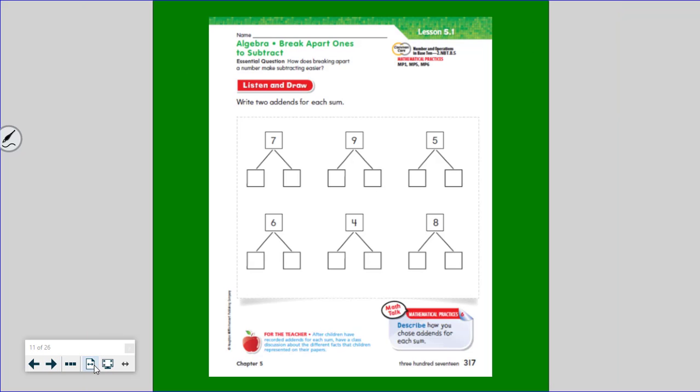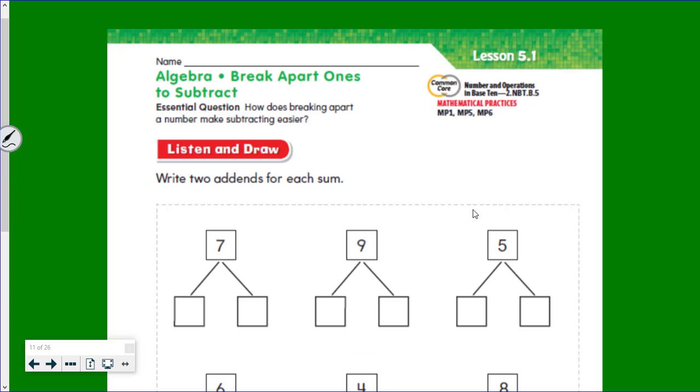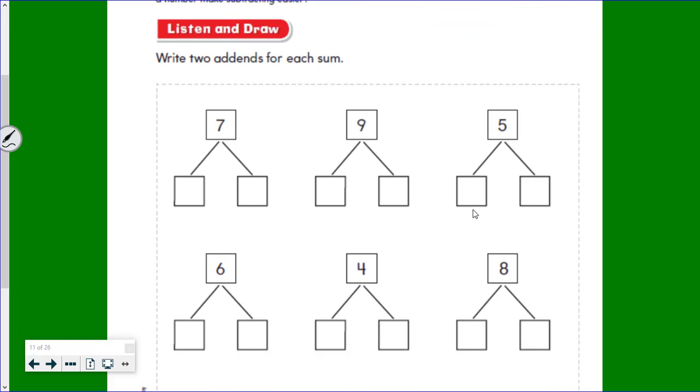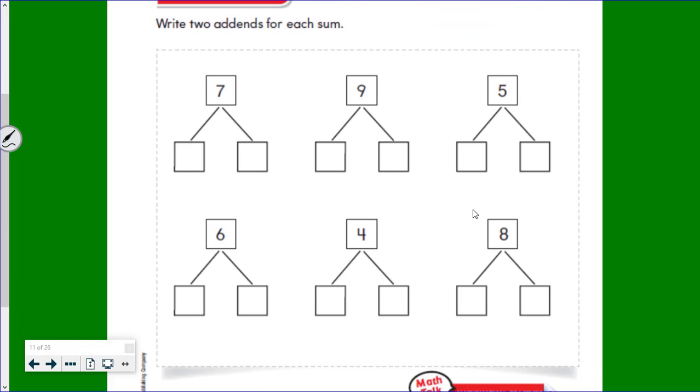So we're on page 317 in your math book. There's that essential question again. And so listen and draw. It says write 2 addends for each sum. So you want to write 2 pairs of numbers that equal each of these numbers. And if you can help it, try not to use zeros in your addends. Challenge yourself. So pause your video, try to come up with some addends, and while you're doing that, I'll try to come up with some as well. Yours might not match mine, but as long as they equal the number, you're good.